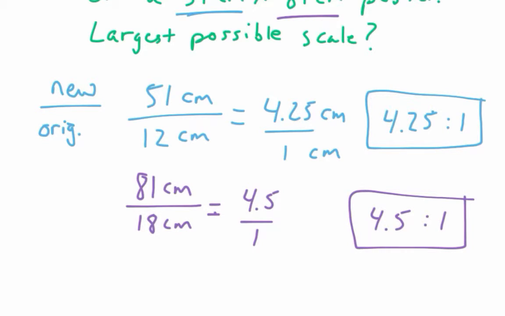So we have one blue here, what's our scale change for horizontal? We have a purple, what's our scale change for vertical? Question is, which one do we stick with? Well, if we were to go with the blue one, we know it's going to work perfectly for that width. The 12 centimeters that I have right here is going to change into 51 centimeters wide.